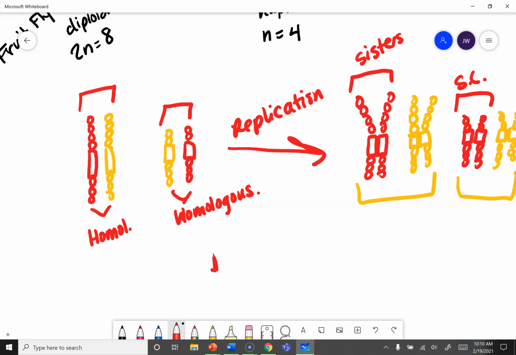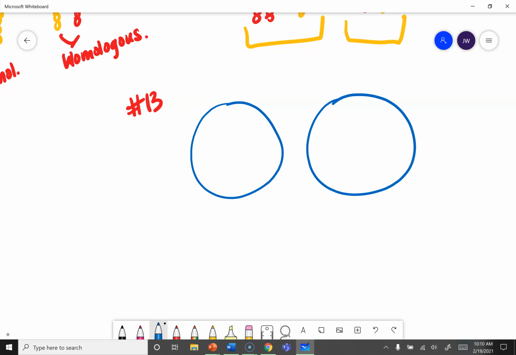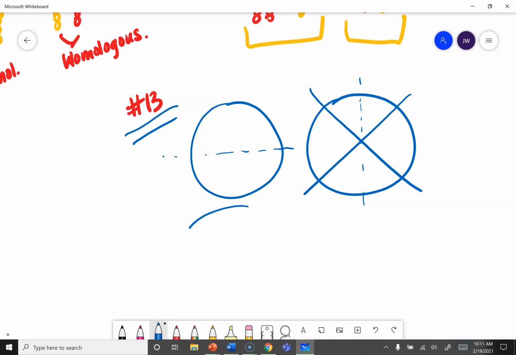I do want to point out number 13 in your lab manual is asking about random assortment. So often, students will be drawing their chromosomes along an equator. Don't move your equator. Do not flip it this way on this question. I'm not going to tell you what you have to do in number 13, but I'm giving you a hint here. Keep your equator in the same place.